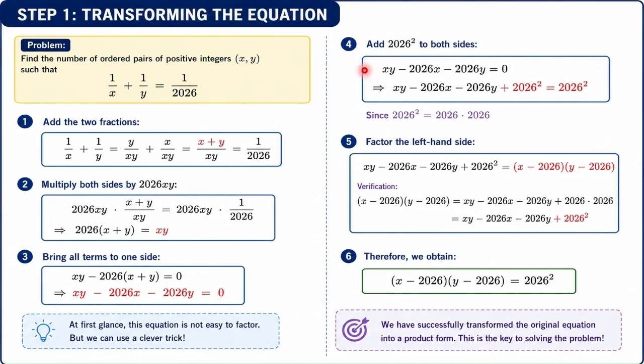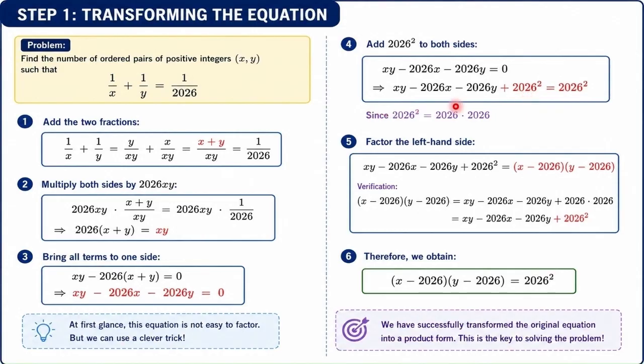Up to this point, everything is straightforward. But now we have a problem. This expression does not factor easily. So, what should we do? Here is the key idea. We add 2026 squared to both sides of the equation. Then we have this equation.